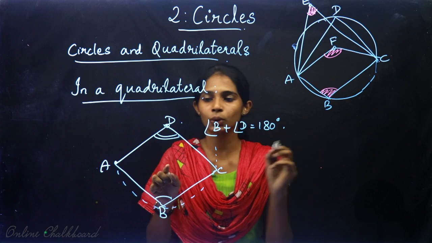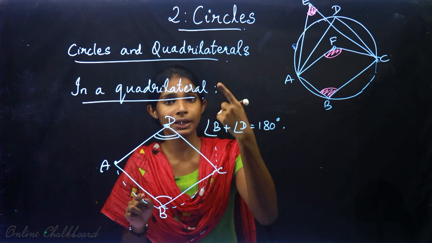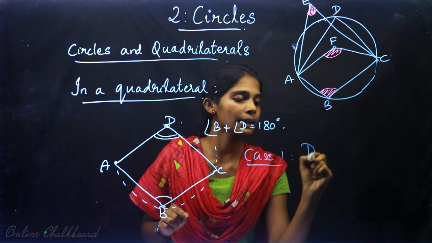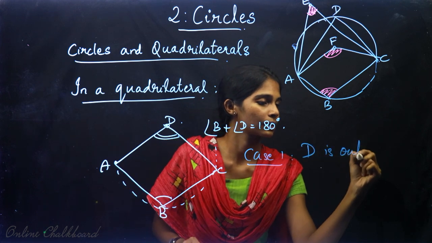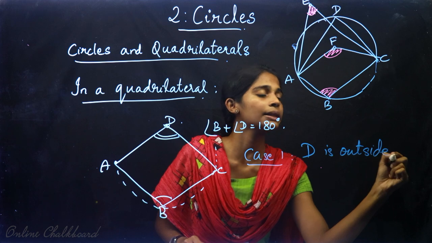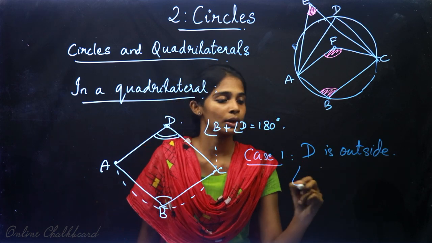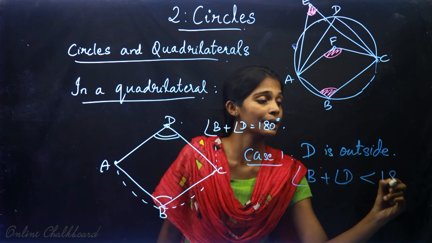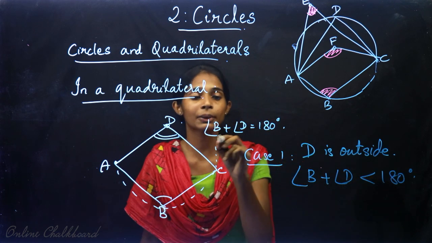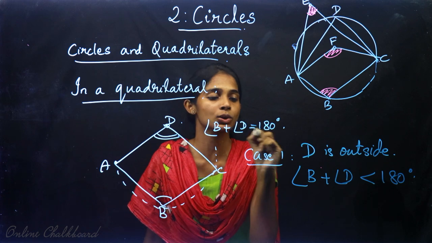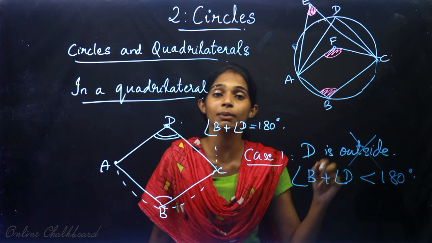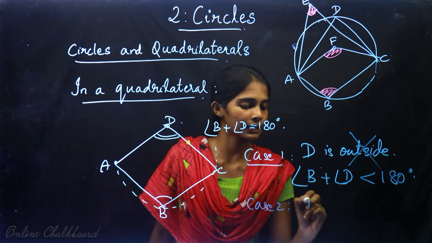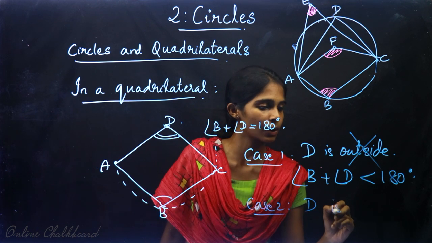Now, we already know that if D is outside the circle, that is Case 1, D is outside the circle. But what happens if D is outside? We said earlier that the sum of angle B plus D will be less than 180 degrees. But here we are given that it is equal to 180, so D can definitely never be outside the circle. Now let us look at Case 2: D is inside the circle.